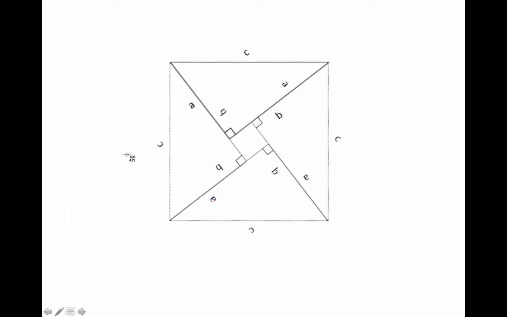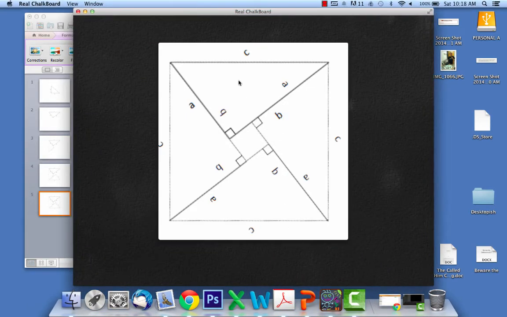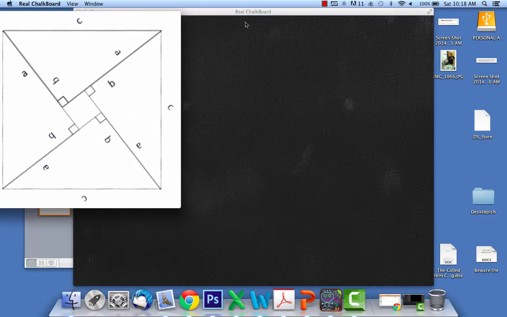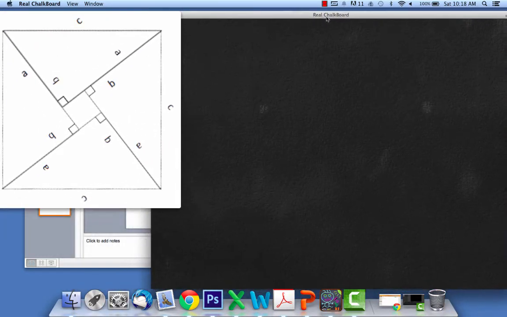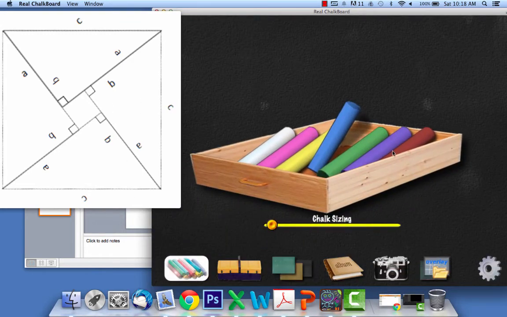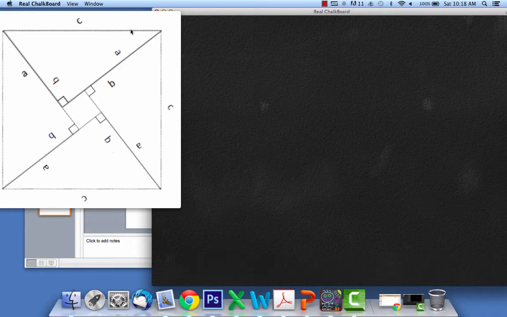So I'm going to snag that and open chalkboard and move this and move that. Okay, so this is what we're looking at. That is my cat playing with a toy, if you heard that. Okay, so this is what we have, and this is all c squared.